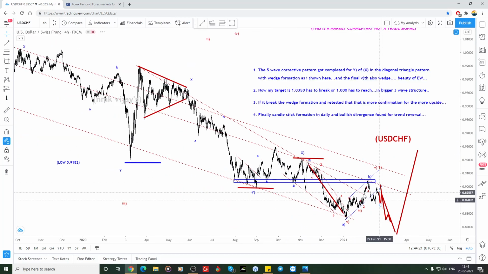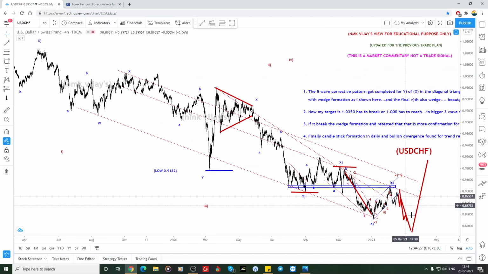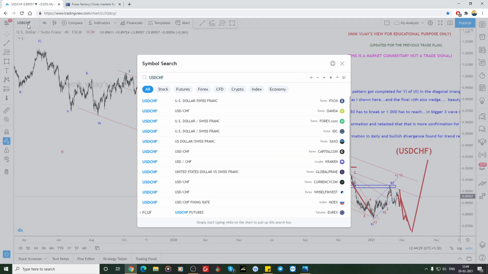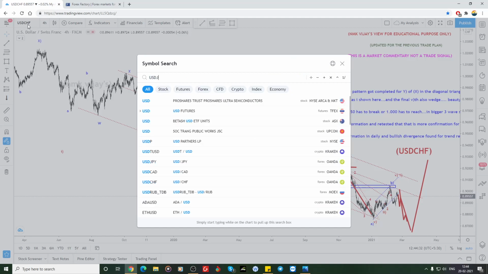So this is my view. So A, B, and a 5-wave structure to the downside to 8650 is there. It's nearly 300 pips from here. So let's move on to USD JPY.